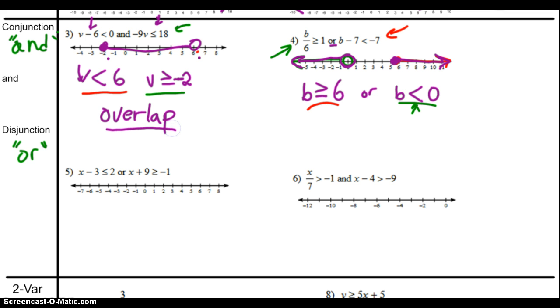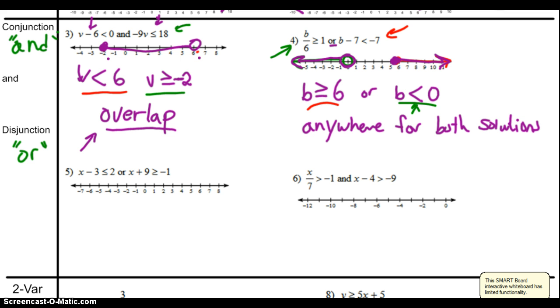Okay? Or, and is a conjunction. So conjunction, and, is anywhere they overlap. A disjunction, or, is anywhere you have solutions for both. Okay, so you don't have to do any sort of overlap. Anywhere, for both, any solution is going to be in your answer.